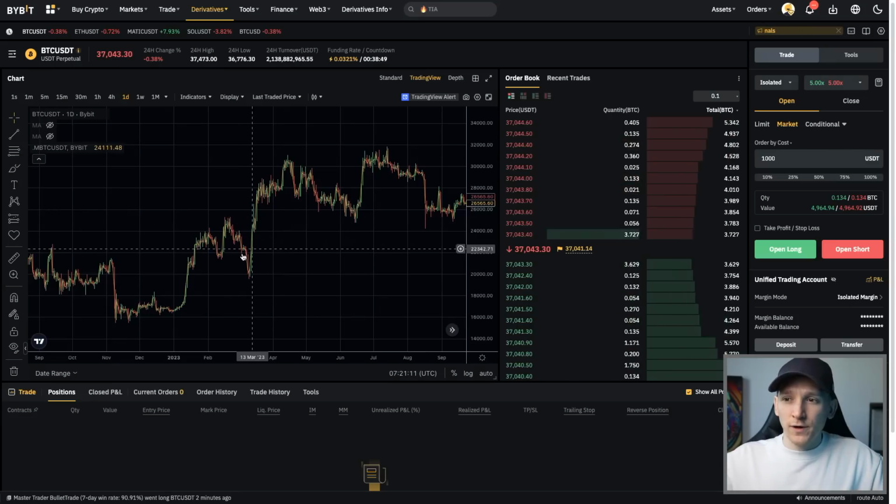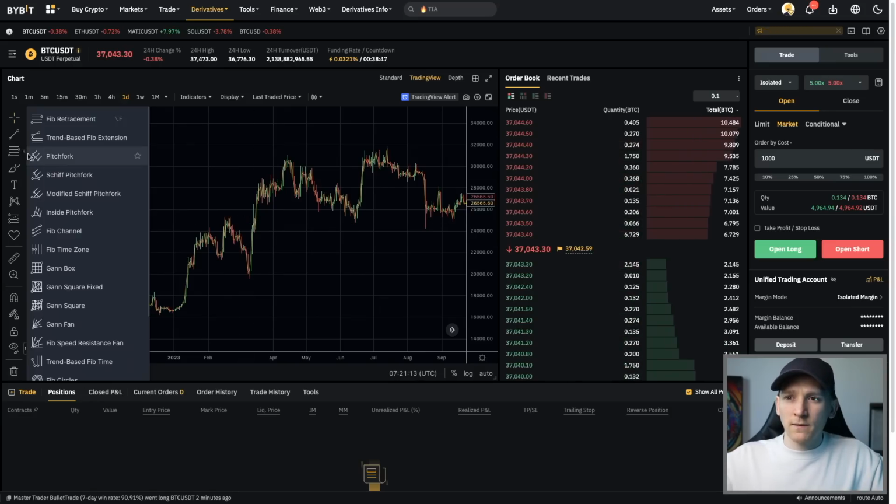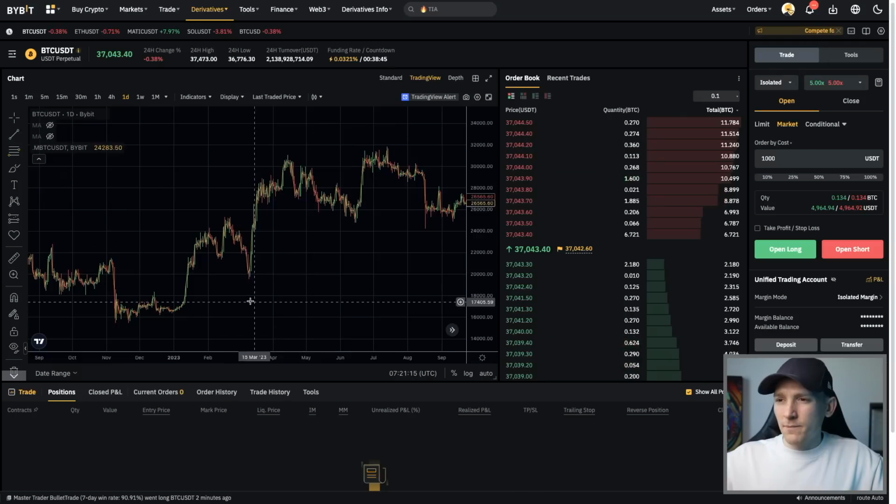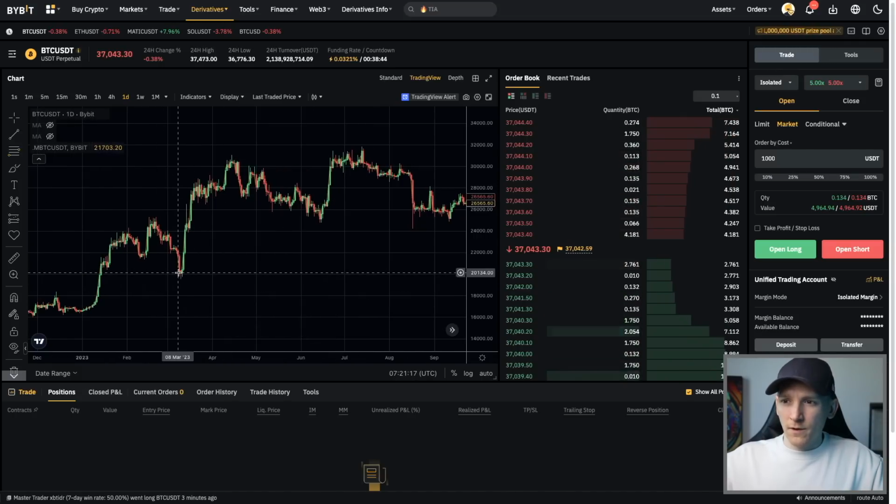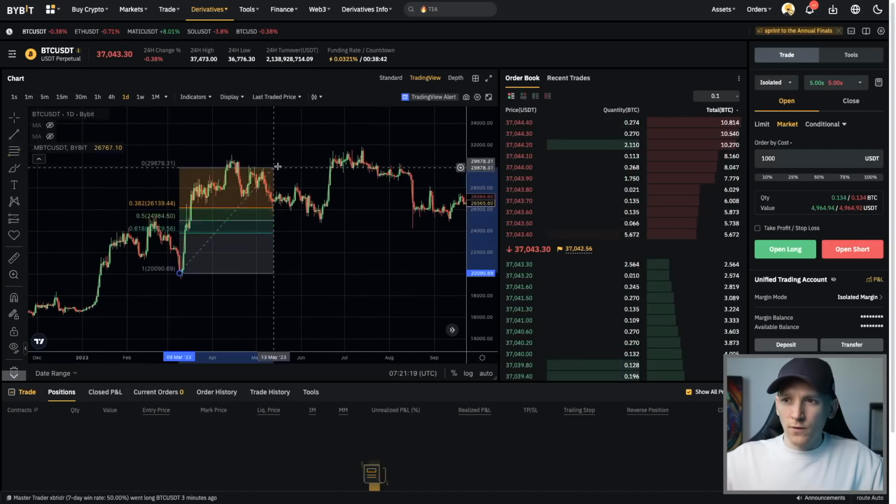From here, I'll show you exactly how traders would enter a position here on a trading system. So we're going to use our Fibonacci again. So fib retracement, I'm using Bybit here. They have fib levels as well. So we're going to go from a swing low to a swing high.